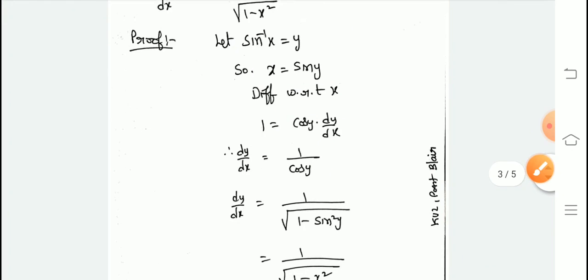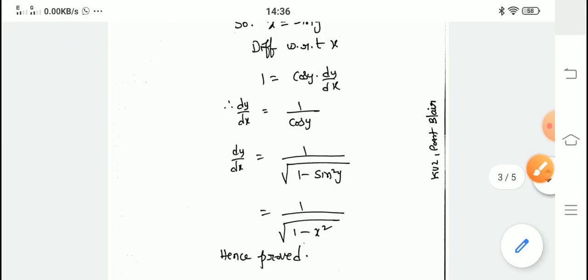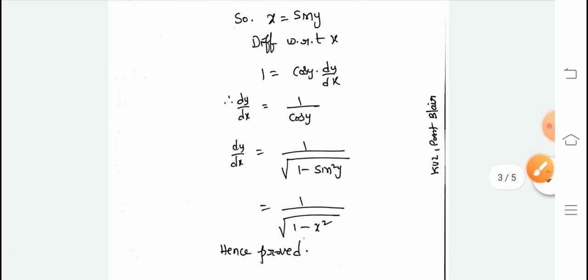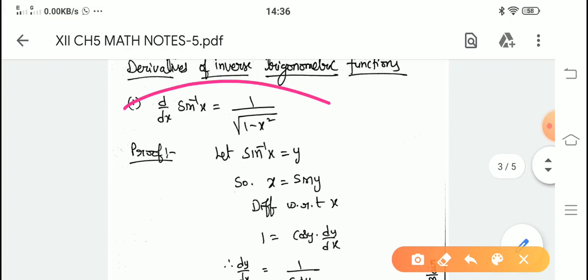Then convert cos y in terms of sin y: 1 by root over 1 minus sin square y. But what is sin y? It is x. Substitute x here, then you get 1 by root over 1 minus x square. That's why d by dx of sin inverse x is 1 by root over 1 minus x square.